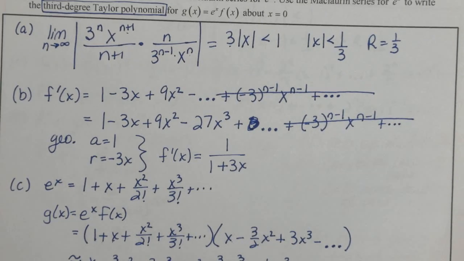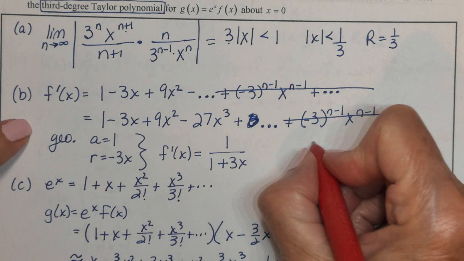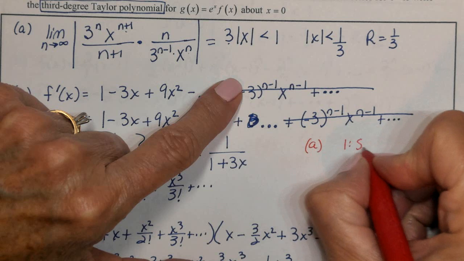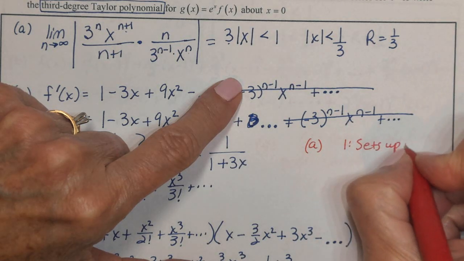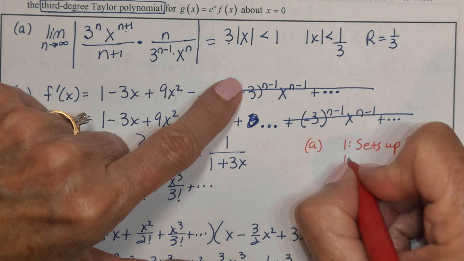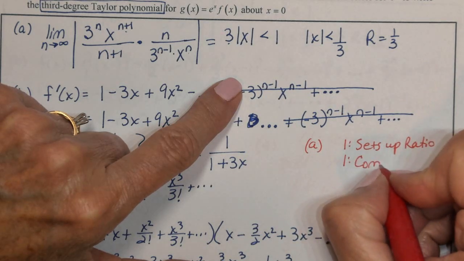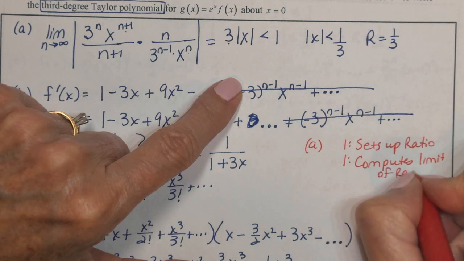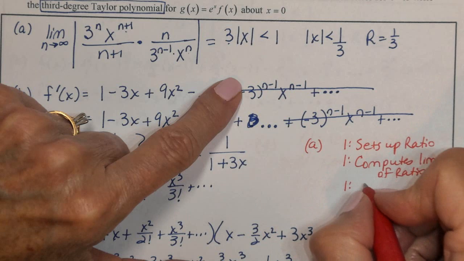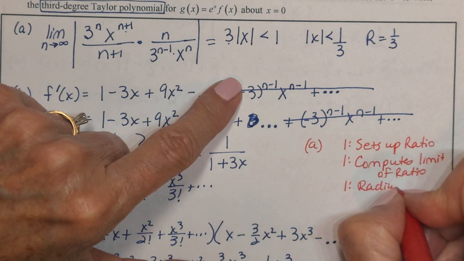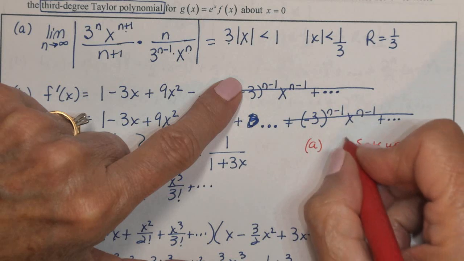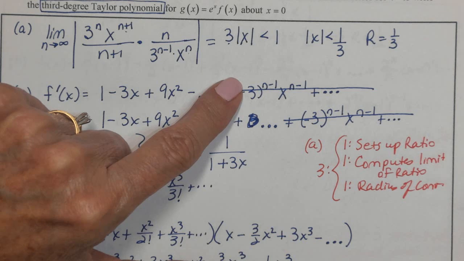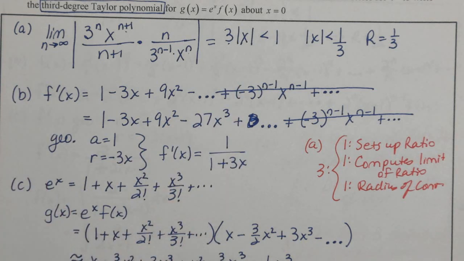Let's see how they scored this. Part A. They gave 1 point for sets up the ratio test, 1 point for computes limit of the ratio, and 1 point for the answer, the radius of convergence. 3 points for part A. Radius of convergence questions are always worth 3 points, it seems.